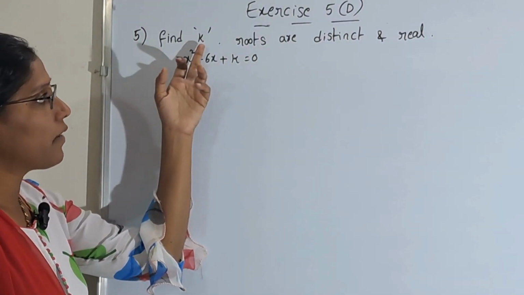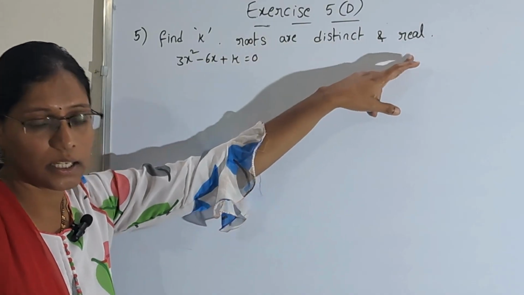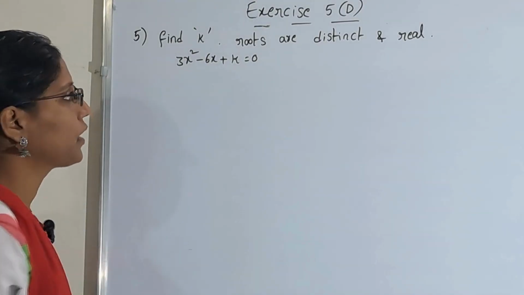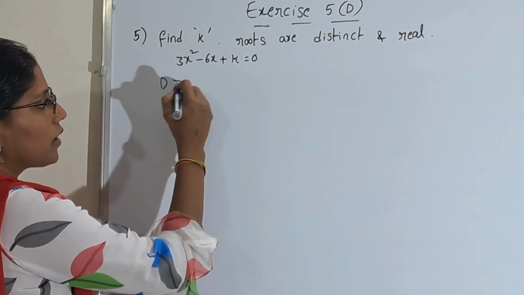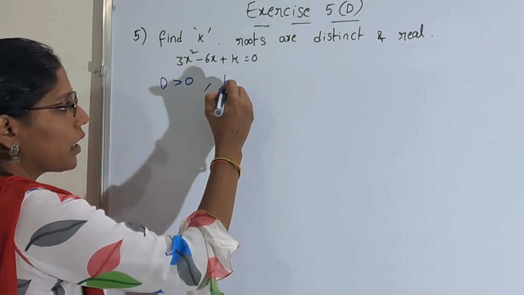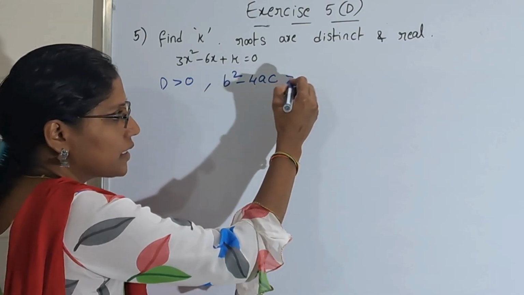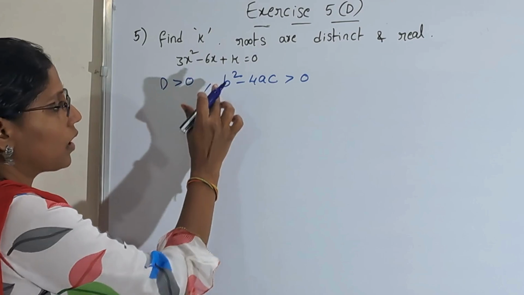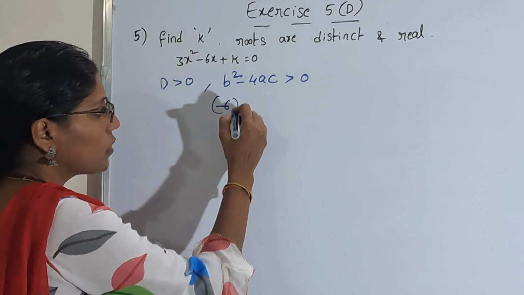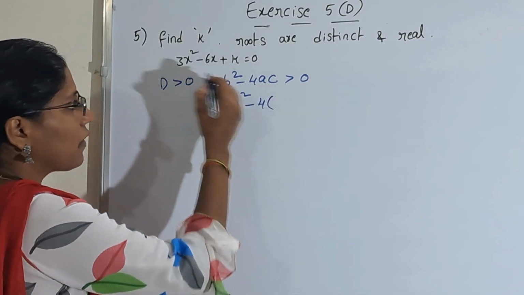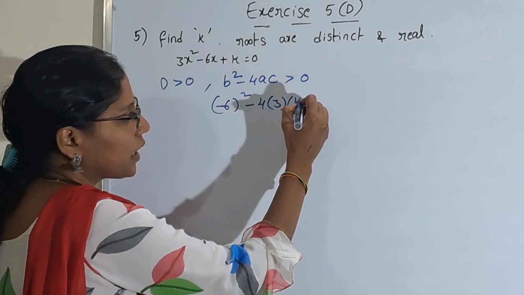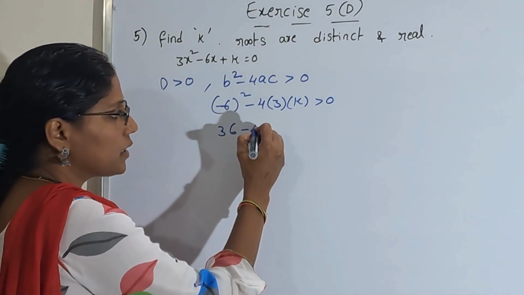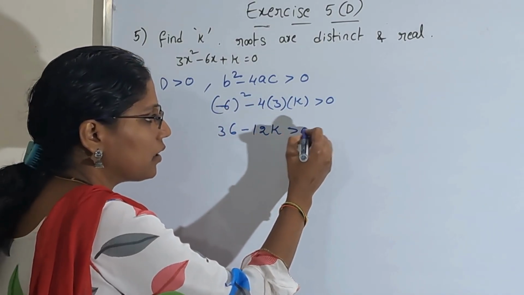Here find the k value. Roots are distinct and real. Distinct and real means the discriminant value is greater than 0. Here D is greater than 0. D means b square - 4ac is greater than 0. Here the a, b, c values we have to substitute in this formula. b value is -6 whole square - 4 into a value is 3, c value is k, greater than 0. Here 6 square is 36 - 12k is greater than 0.